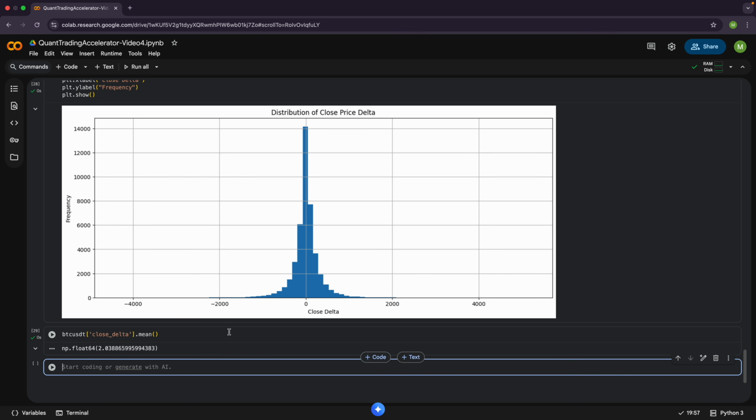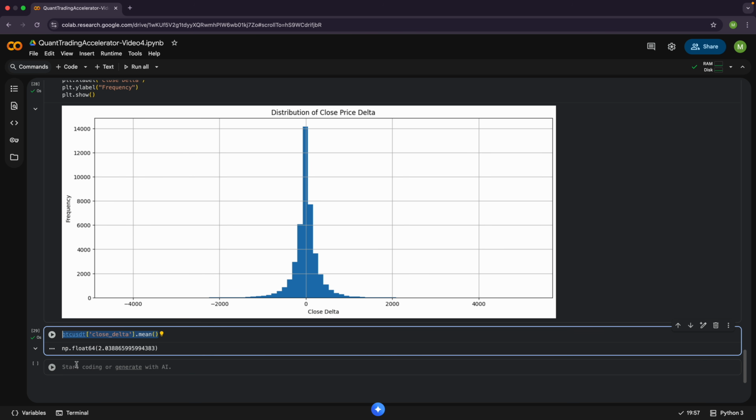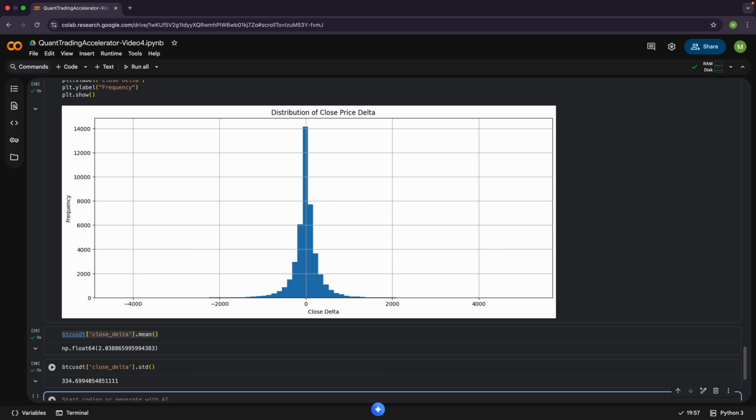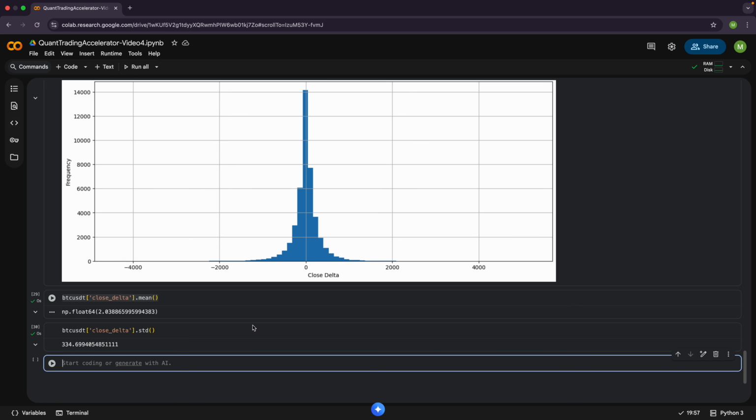And we can also look at the standard deviation, and we can see that the standard deviation is much lower now. So rather than being over $29,000 standard deviation, it's just 334. And by looking at the price movements, you can analyze, like, what's the probability of it going up by, let's say, $100 or $500.